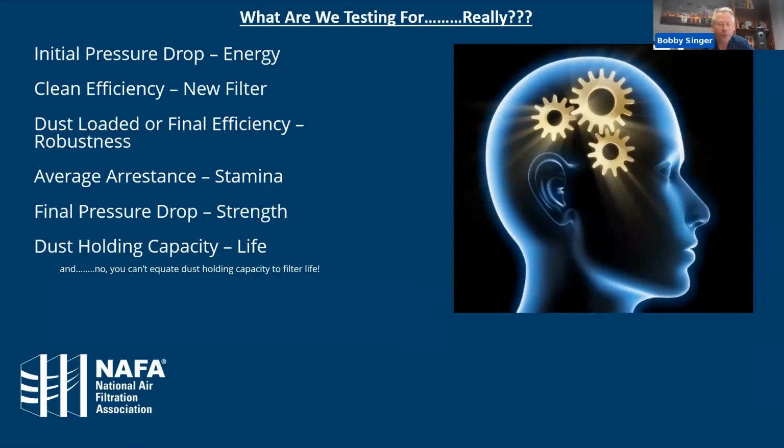So what are we testing really with this method? The different steps of the actual process of the test. The first thing we would do is an initial pressure drop, where we're measuring the resistance to airflow of the filter. This ties in with energy consumption. The higher the pressure drop, the more energy it requires to push air through the filter. The lower the pressure drop, the less energy it requires.